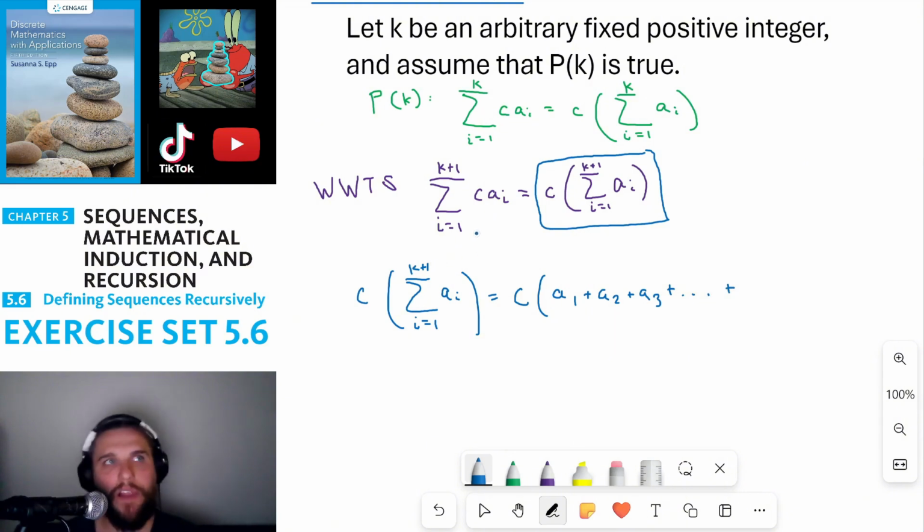But when we're pulling out the last term, what I like to do is write the last two terms, where the second to last term here would be a sub k, and then the last term would be a sub k plus 1.